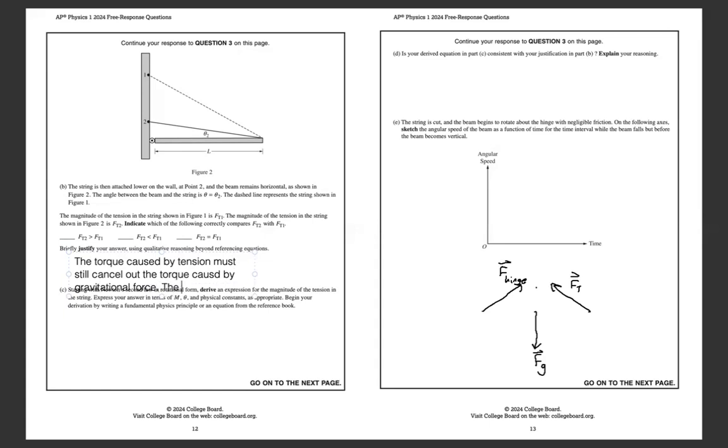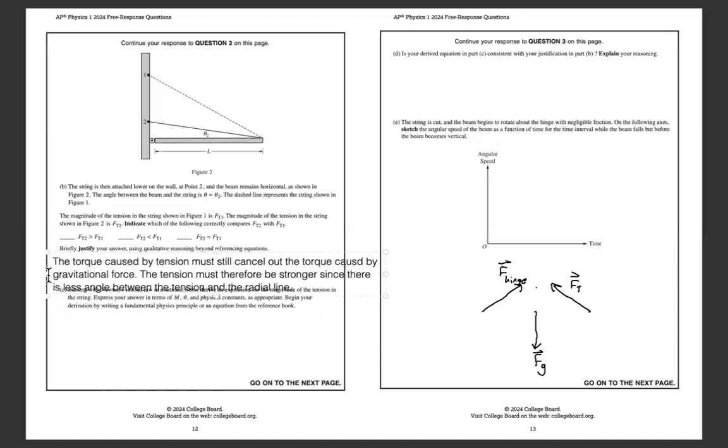The force of tension, or just the tension, must therefore be stronger, since there is less angle between the tension and the radial line. All right, there we go. So tension actually does have to be stronger here.